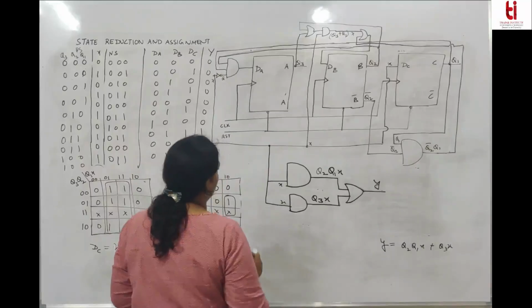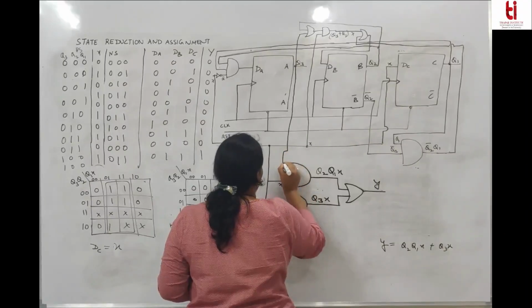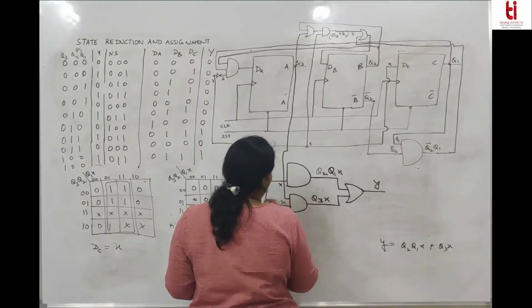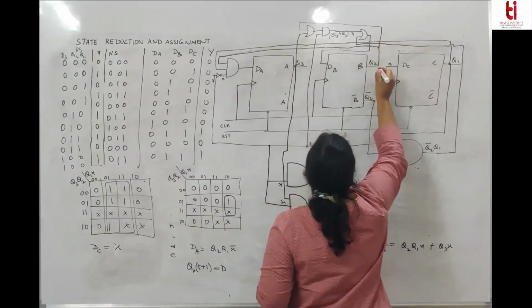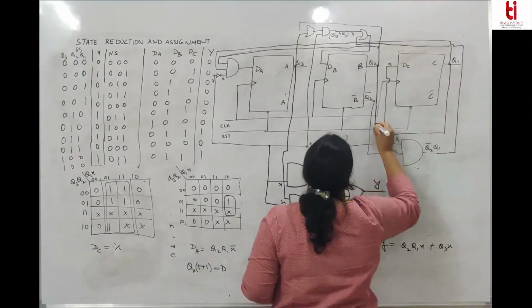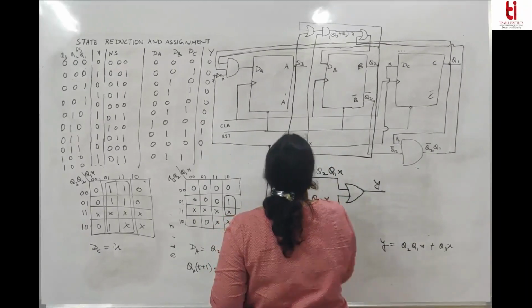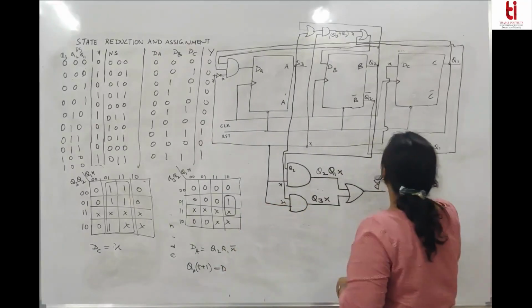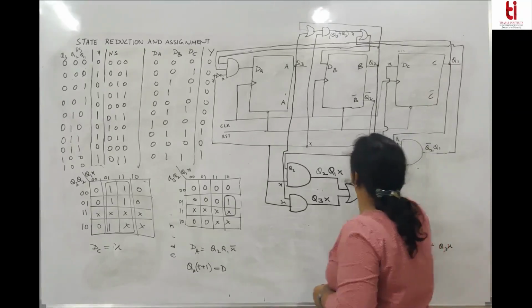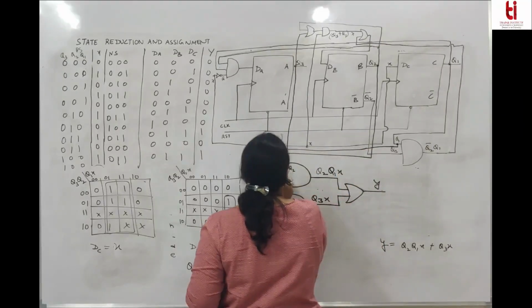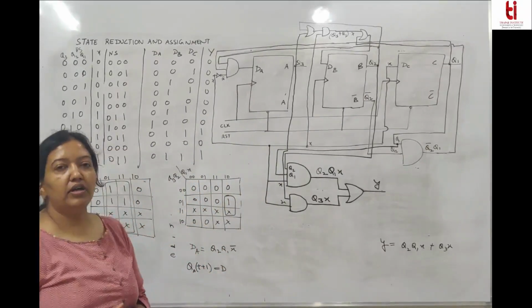What is Q3? So this is Q3. Q2. So I have Q2. And Q1. I have Q1 here. This is Y.